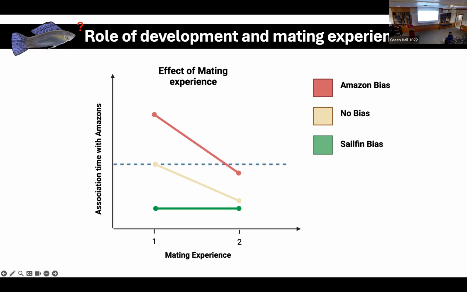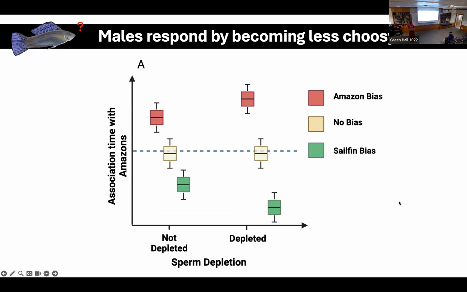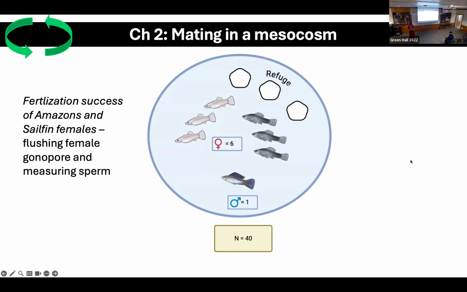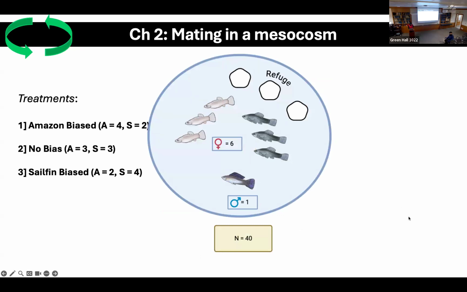I was interested in your development part where you were saying that maybe depending on group composition, they may have preferences. Has there been work done, or do you have some speculation? It seems like you had 4 and 2 for a bias, right? Like 4 Sailfin, 2 Amazon. Do you have any ideas of if they were all Sailfin through development and then you switched it to a tank with only Amazon mollies, would they know that that's an option to mate with?